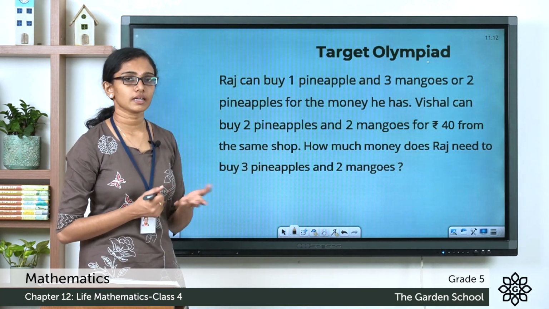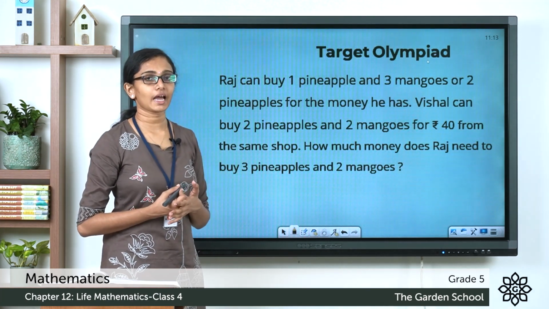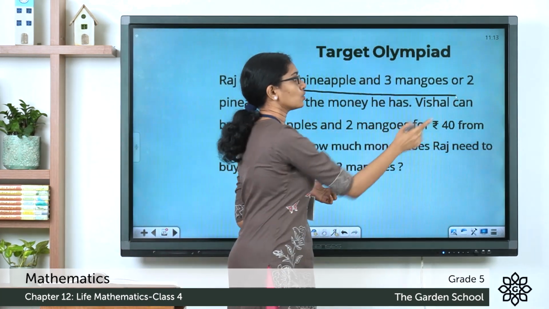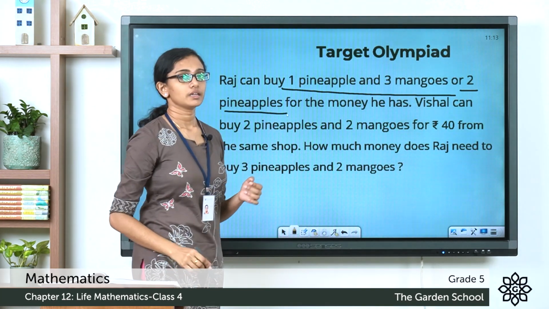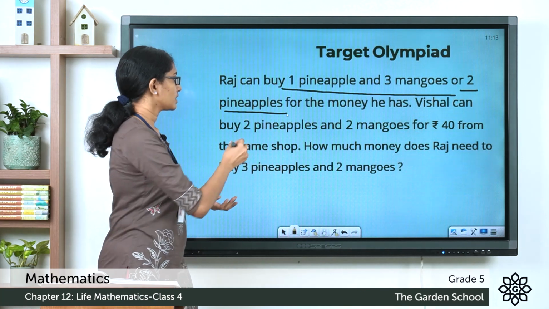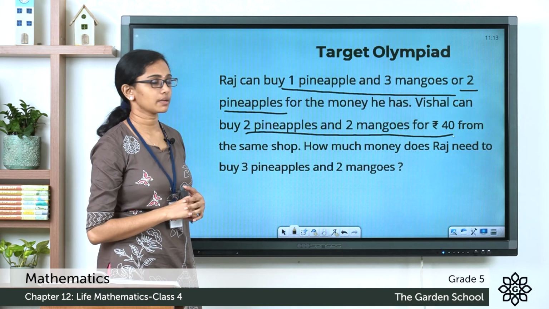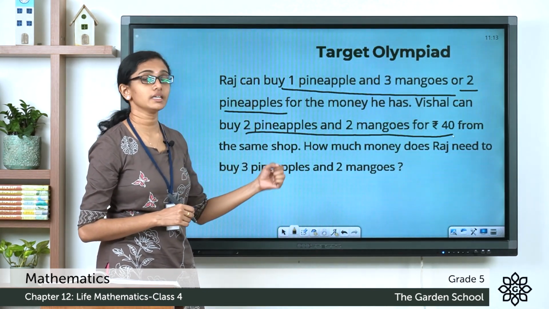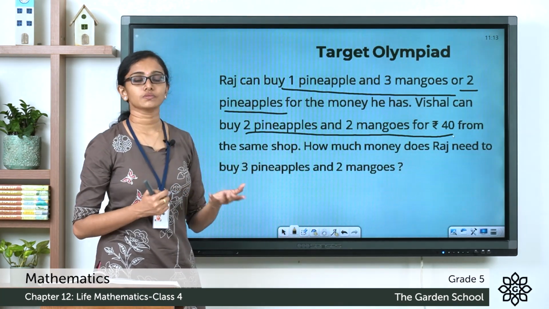So what all are given in the question? See, Raj has got some money with him, and with the money he has, he can either buy 1 pineapple and 3 mangoes or 2 pineapples. Now, another one, Vishal. Vishal can buy 2 pineapples and 2 mangoes for rupees 40 from the same shop. Now, it is asked to find out how much money does Raj need to buy 3 pineapples and 2 mangoes from the shop.